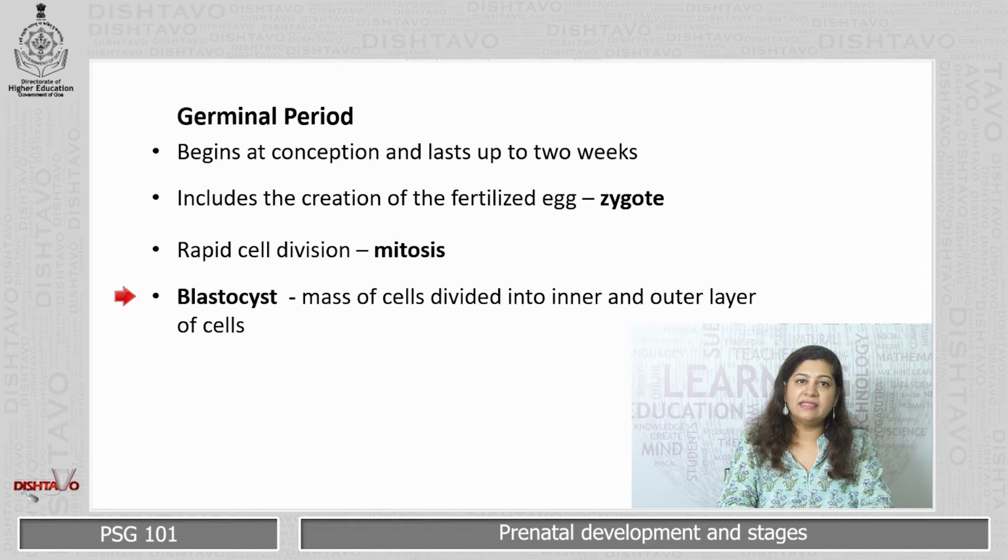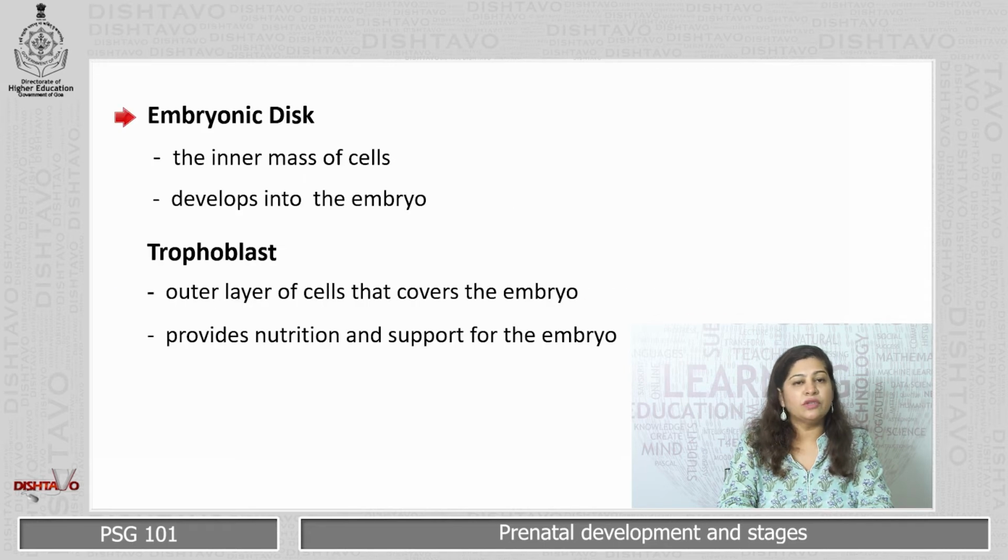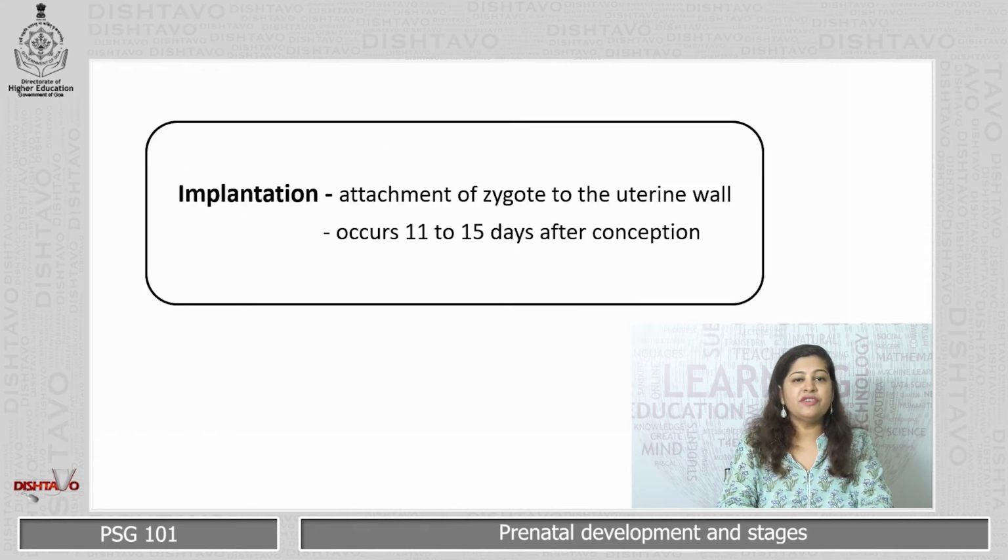The inner mass of cells is the embryonic disc. This goes on further to develop into the embryo. The outer layer of cells that covers the embryo is called the trophoblast, and the important function of the trophoblast is to provide both nutrition and support for the growing embryo. An important function that happens during this stage is implantation, that is, the process by which the zygote attaches itself to the uterine wall. And this procedure occurs 11 to 15 days after conception.